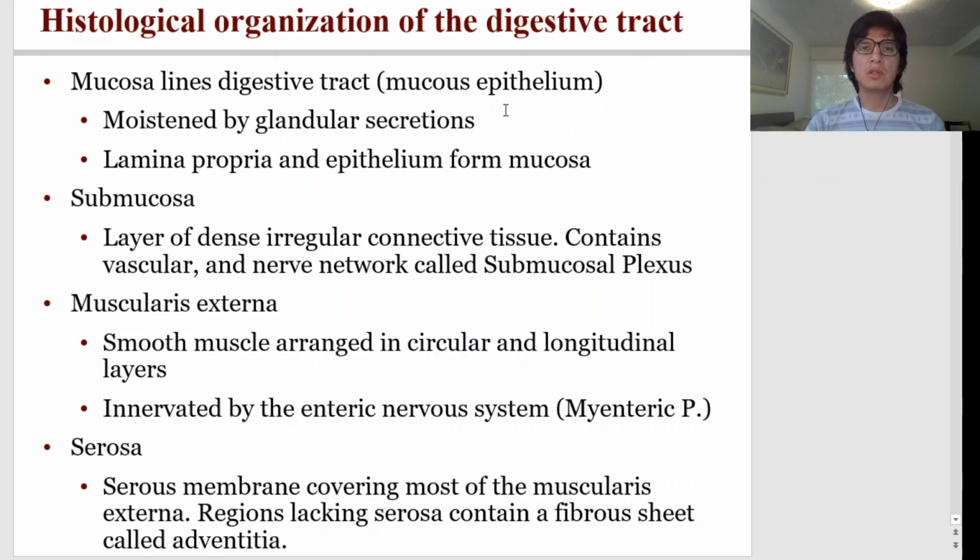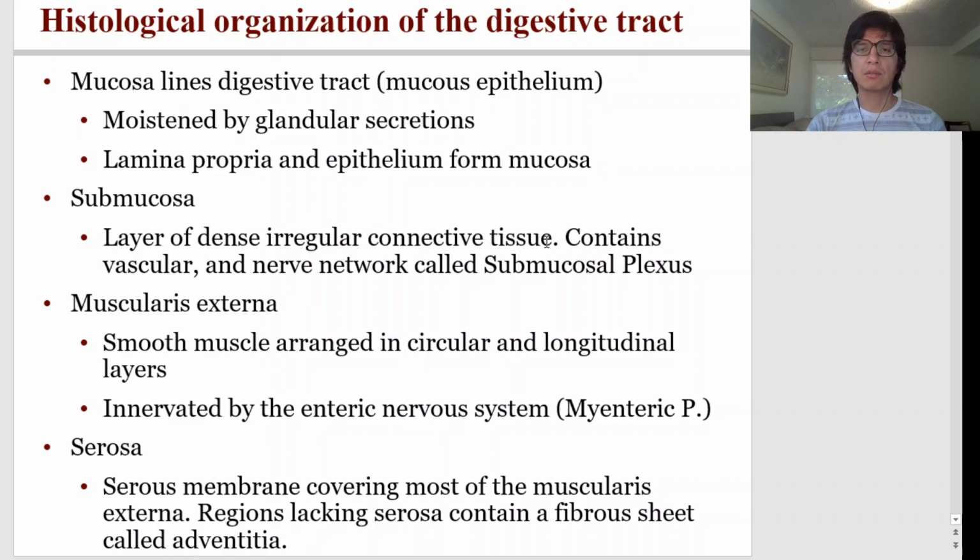The mucosa contains mucous epithelium. It's moistened by glandular secretion, and it also contains a lamina propria. This lamina propria will provide vascularization to the mucosa. This is areolar tissue, and in certain portions you'll also see a muscularis mucosa, a muscular layer within the mucosa.